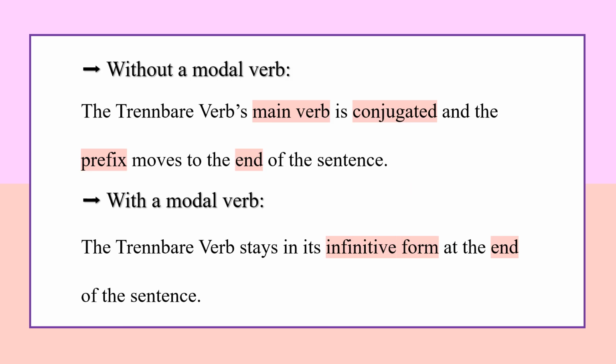Now let's do a quick recap on the rules. When trennbare Verben are used without a Modalverb, the prefix is moved to the end of the sentence whilst the main verb is conjugated. But when trennbare Verben are used with a Modalverb, the verb stays in its infinitive form and moves to the back of the sentence.